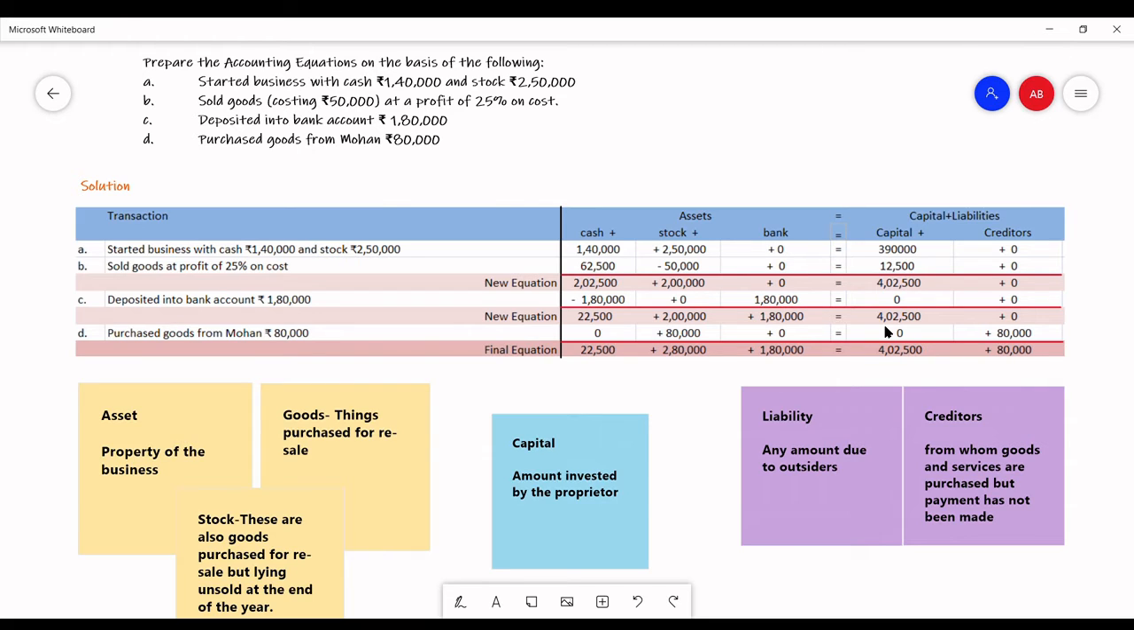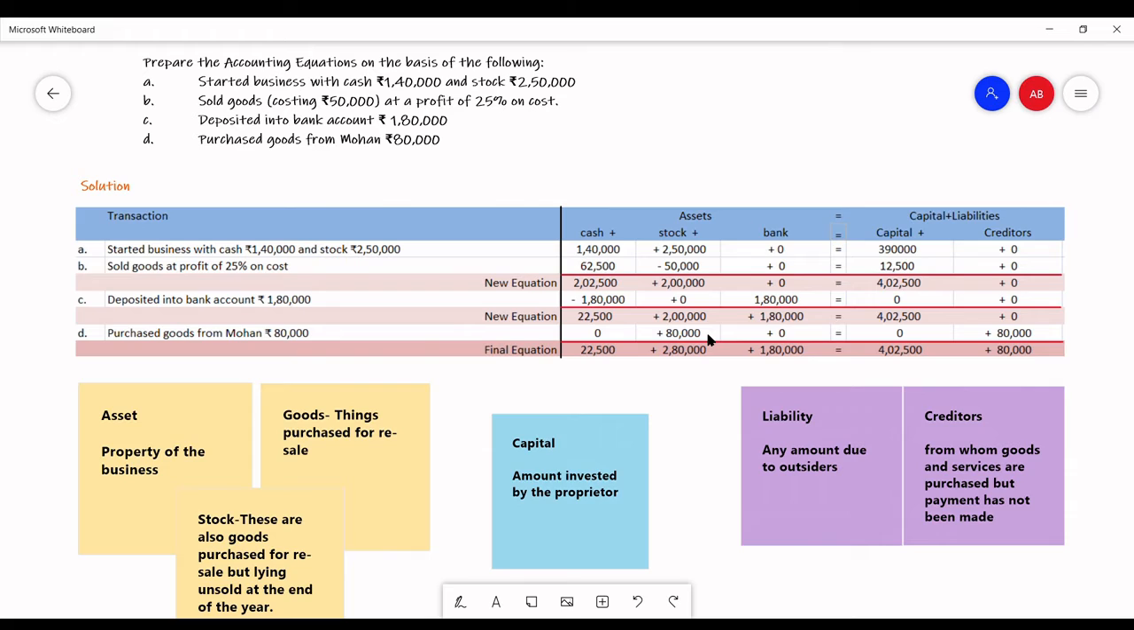Now let's move on to the next transaction. This reads as purchase goods from Mohan for rupees 80,000. So from the transaction, I have written it below the transaction. Now from this, it is very much understood that this transaction will increase my stock or my goods. So I have added an amount of 80,000 to my stock.